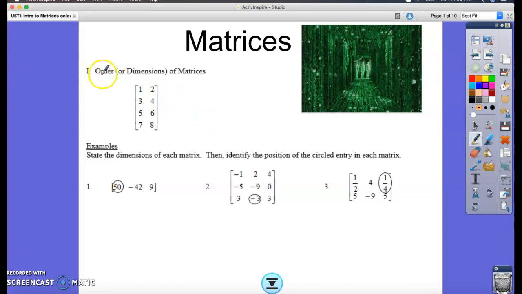The first thing we're going to learn is how to determine the order, dimensions, or I like to just call it the plain old size of our matrices. Now, when I think of the size, there's two things you need to really know. You need to be able to tell me the rows and the columns. How many rows by how many columns?